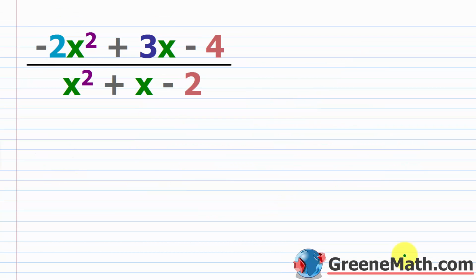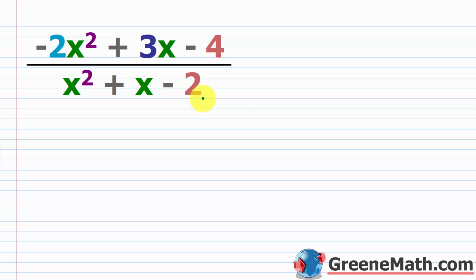So now we're not going to have a proper fraction. So what do you do in this scenario? We have negative 2x squared plus 3x minus 4 over x squared plus x minus 2. So what do we do when this happens? The degree here is 2, the degree here is 2. For a proper fraction, the degree in the numerator has to be less than the degree in the denominator.